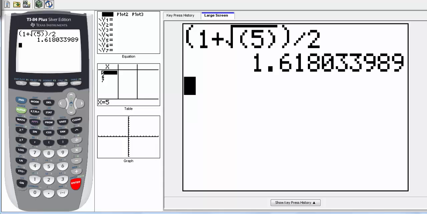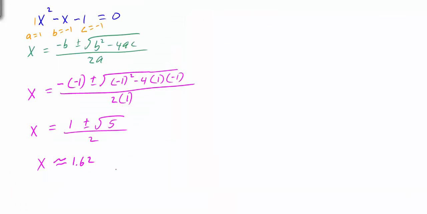A common mistake here is to leave out the parentheses, and if you leave out the parentheses here, the only thing that's going to be divided by the 2 is the square root of 5. Then it's going to add the 1, but we want to add the 1 and the square root of 5 first, then divide by 2, so that's why we have the parentheses. So therefore we get 1.62.